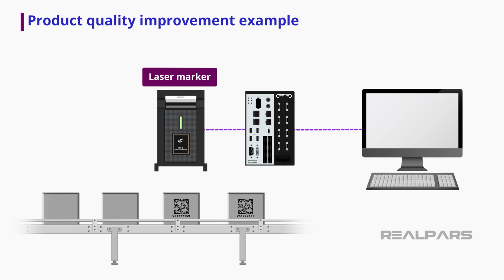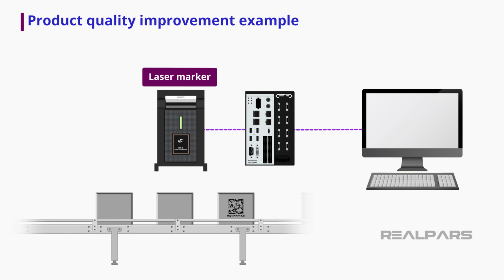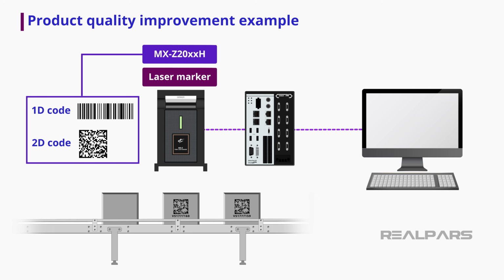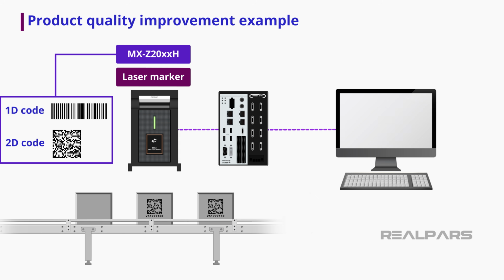Okay, let's get the product line rolling. Our product is a machined aluminum block that is to be further modified at a later stage in the overall process. We have several of these machined blocks moving along on a conveyor. Each of these blocks is marked with a 2-dimensional matrix code. One of the several markers available is the Omron MX-Z20XSH series of laser markers. This marker provides permanent identification using 1-dimensional or 2-dimensional codes.